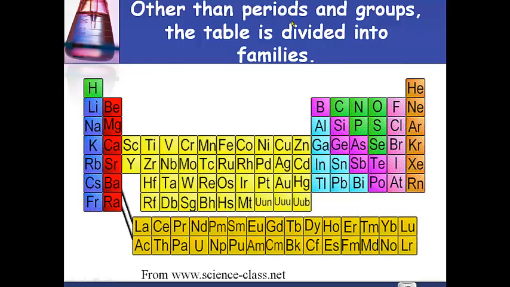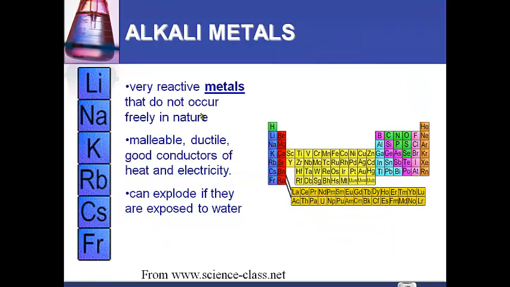So other than periods, again, rows going across, and groups, again, columns going down. And remember, we skip the middle. So group 1, group 2, group 3, group 4, group 5, 6, 7, 8. Okay. Other than that, the periodic table also has families, and those are color-coded. Here's where you're going to want to start color-coding your table. So start color-coding it now.